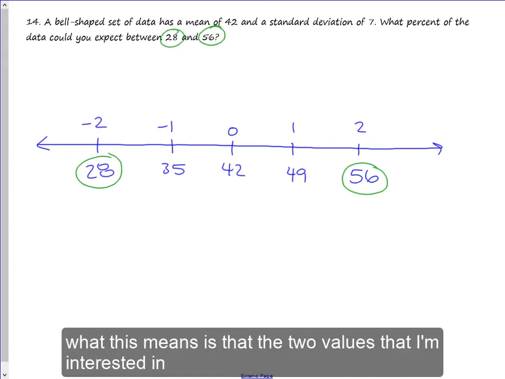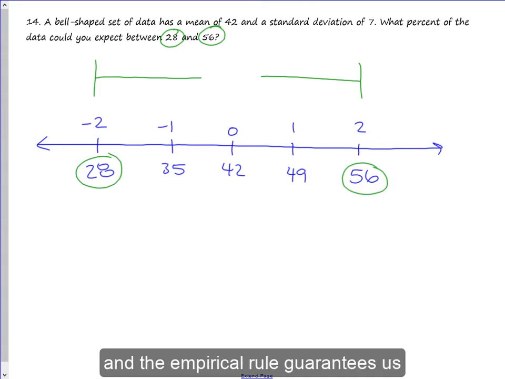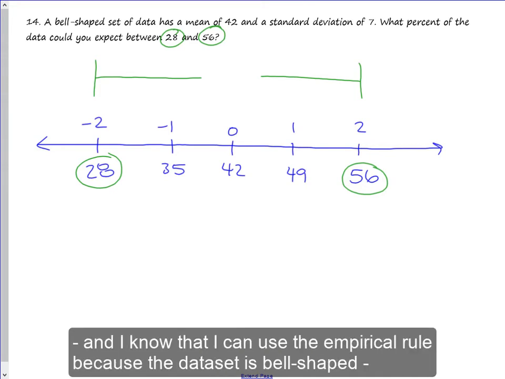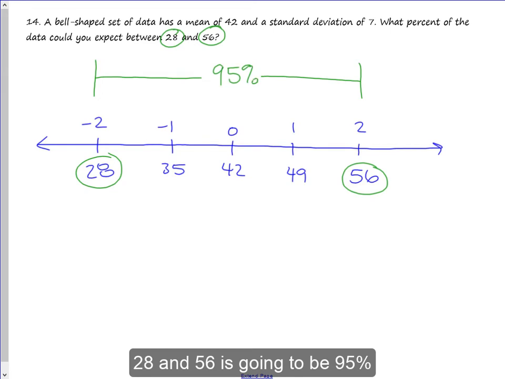What this means is the two values that I'm interested in are two standard deviations away from the mean. And the empirical rule guarantees us, and I know that I can use the empirical rule because the data set is bell-shaped, the percent of the data between 28 and 56 is going to be 95%. And that's how we would solve this.